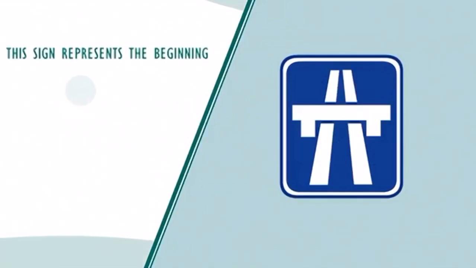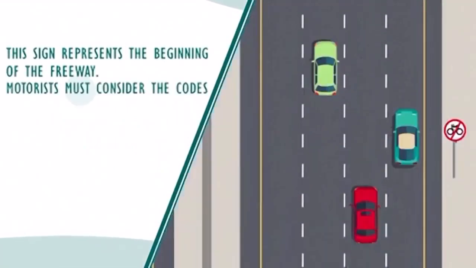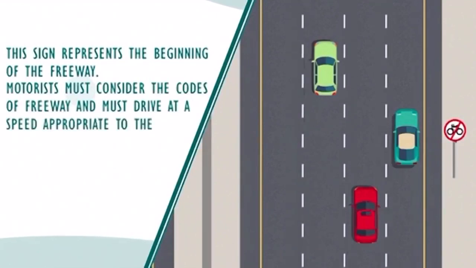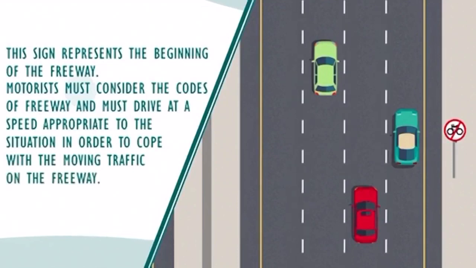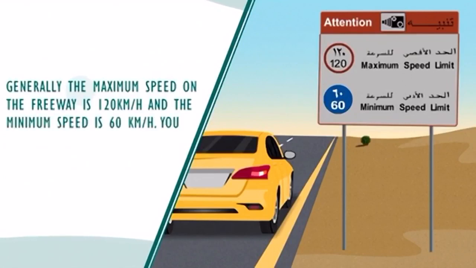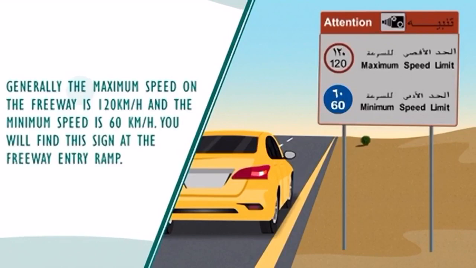This sign represents the beginning of the freeway. Motorists must consider the codes of freeway and must drive at a speed appropriate to the situation in order to cope with the moving traffic on the freeway. Generally, the maximum speed on the freeway is 120 km per hour, and the minimum speed is 60 km per hour. You will find this sign at the freeway entry ramp.